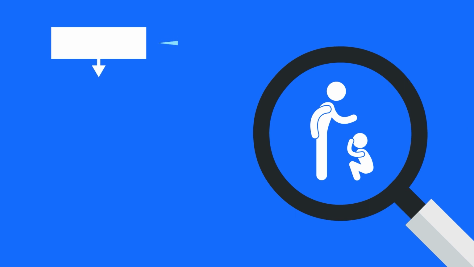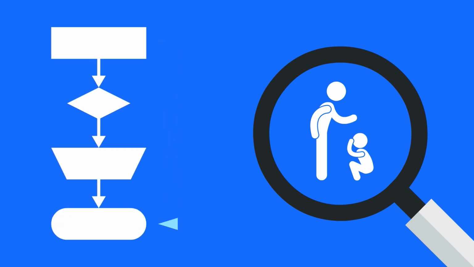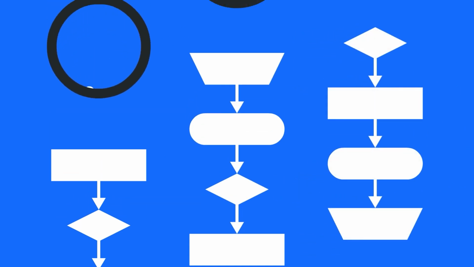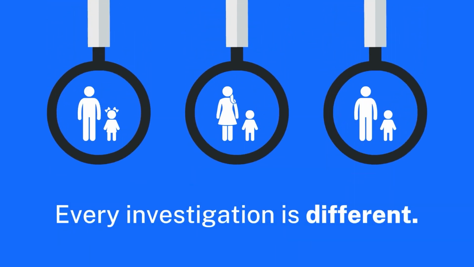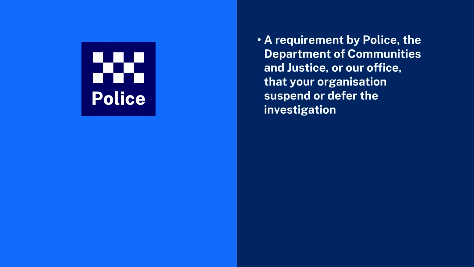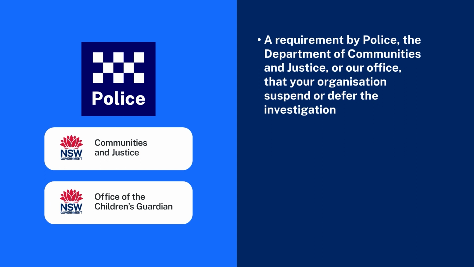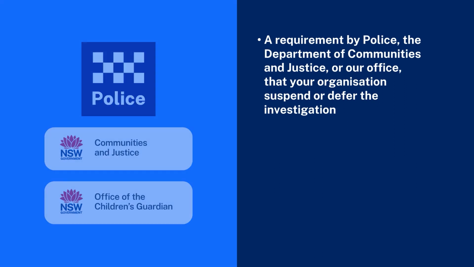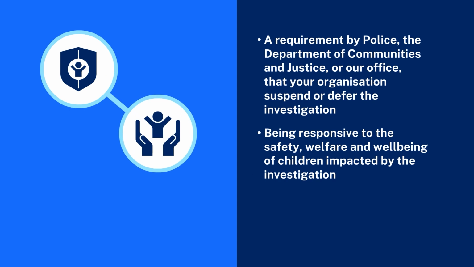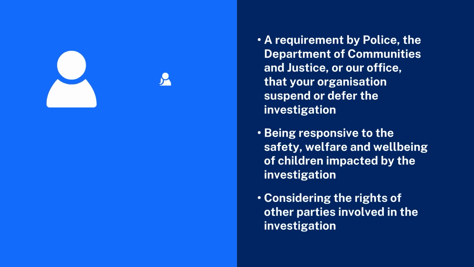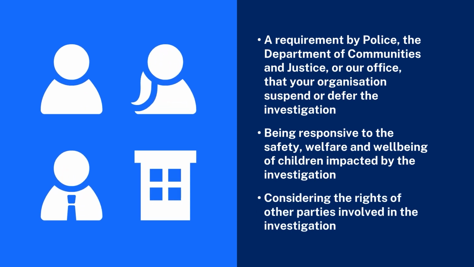It's important to know that a procedurally fair investigation will usually involve certain steps, but when and how these steps are followed can be different in every case. This is because every investigation is different and reflects the individual circumstances of a matter, which could include a requirement by police, the Department of Communities and Justice, or our office that your organisation suspend or defer the investigation, being responsive to the safety, welfare and well-being of children impacted by the investigation, or considering the rights of other parties involved in the investigation.